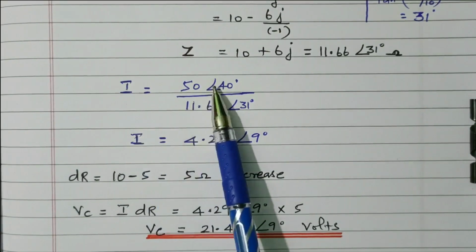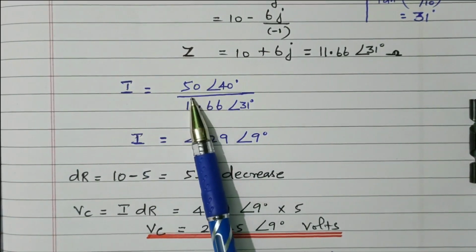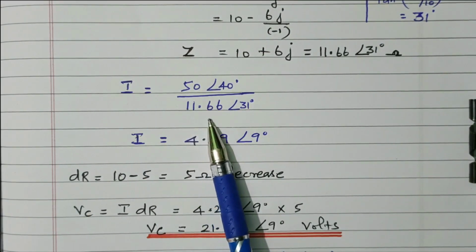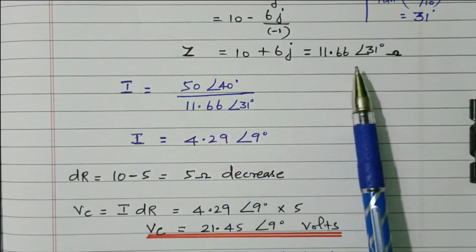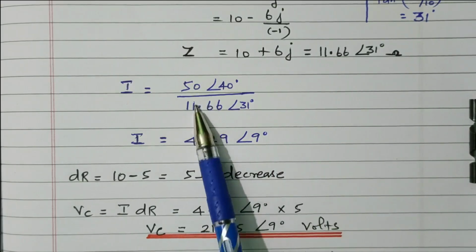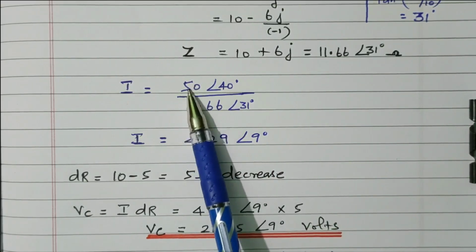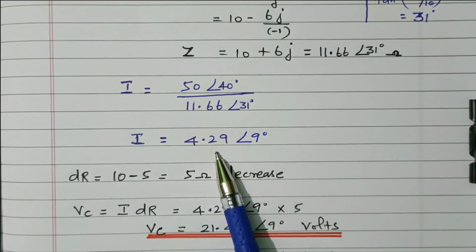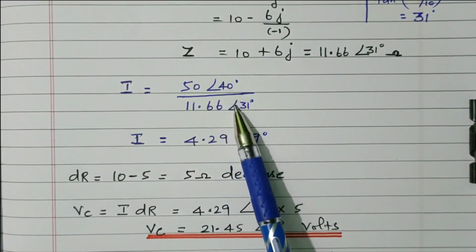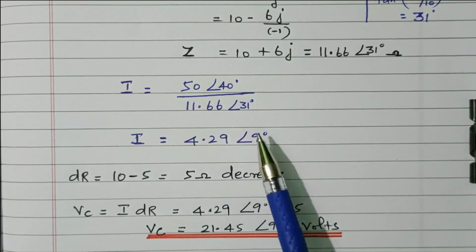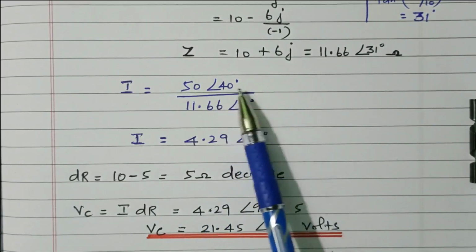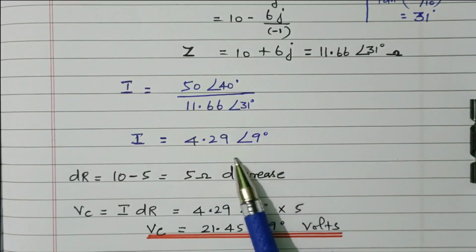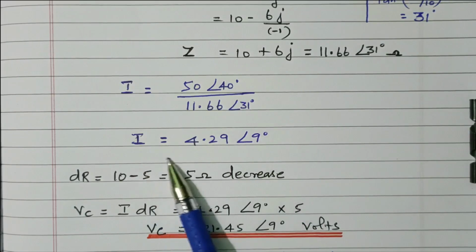So current I equal to V by Z. V is 50 volts with an angle 40. The impedance we calculated is 11.66 with an angle of 31 degree. Right. How to find this? You have to divide this. 50 divided by 11.66, so that is 4.29. Angle divided means you have to subtract. 40 minus 31 is 9 degree. Multiplication means the angles are added. Division means angles are subtracted. So this is the current in the original circuit.